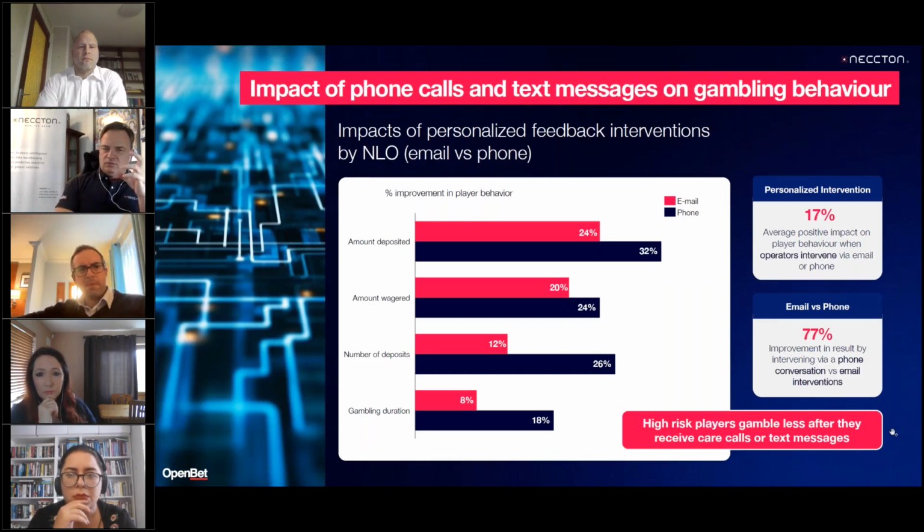So let's think a little bit beyond personalized messages on the site. What we have here, we did this with the Dutch lottery Toto, which has an online casino license in the Netherlands, and they call players and or text them if they are indicative of problematic gambling with respect to the markers of harm that we are using, and which are of course commonly used on the market.